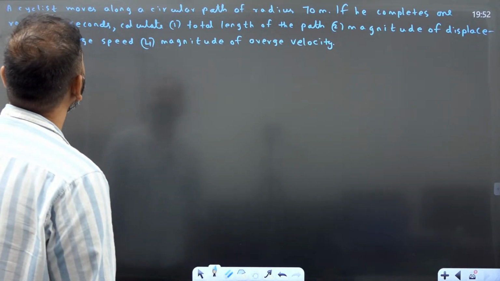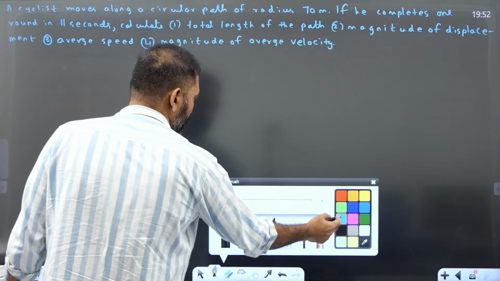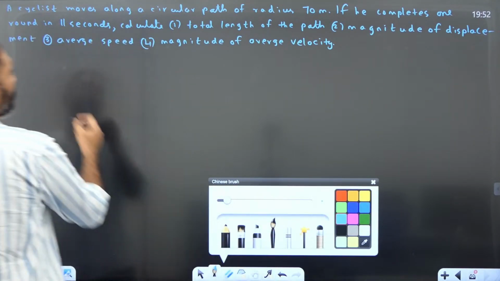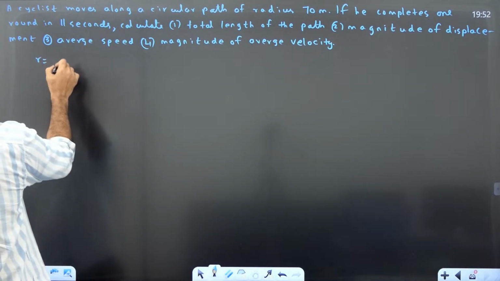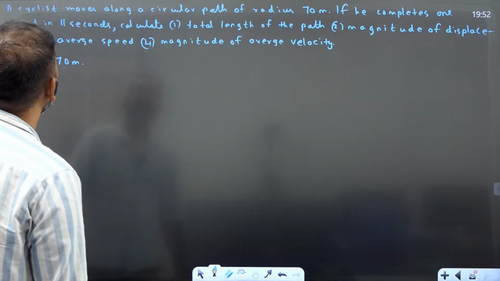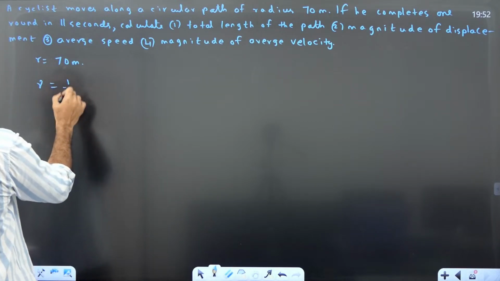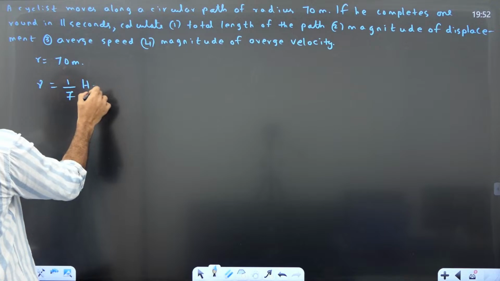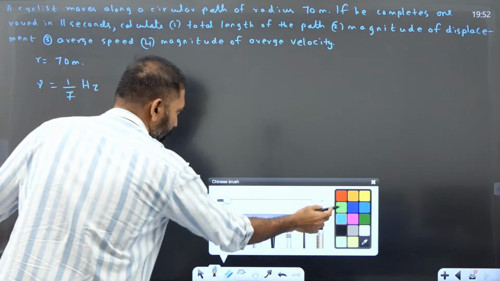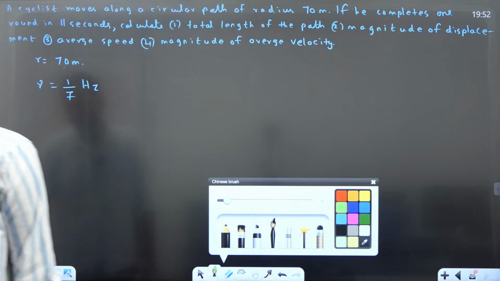A cyclist moves along a circular path of radius 70 meter. Radius r equal to 70 meter. If he completes one round in 11 seconds, so what is the frequency? 1/7 hertz. Frequency 1/7 hertz.